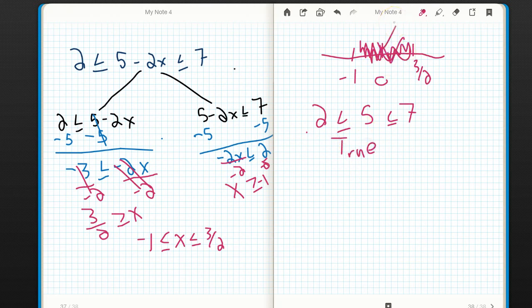So it's good. So again, the key to this is always to check. When we get into more confusing ones like quadratic inequalities, absolute inequalities, we always need to check our points.